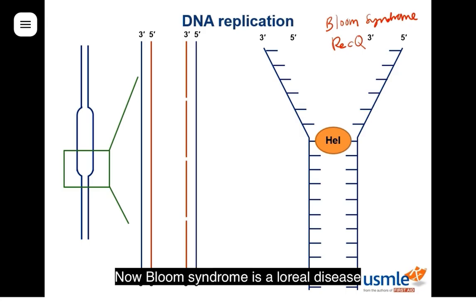Now, Bloom syndrome is a lower yield disease to know for your school exams and board exams, so knowing the details and specifics may not be totally necessary, but knowing a mutated BLM gene is due to a mutated helicase function leading to impaired DNA replication is key.